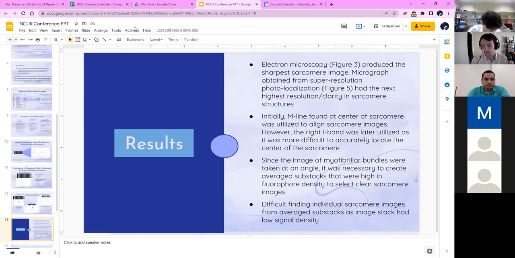And then another difficulty that came upon me as I was doing my study was finding individual sarcomere images from the average substacks was difficult because the stack itself had low signal density, and therefore I wasn't able to find a lot of images that had enough fluorophores to show a sarcomere.